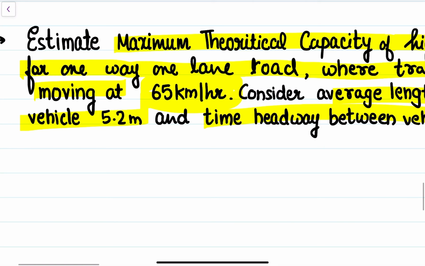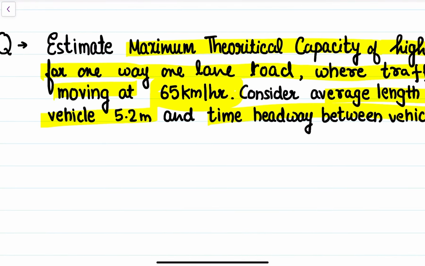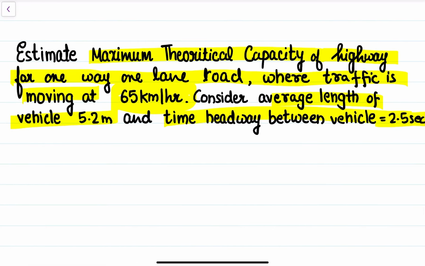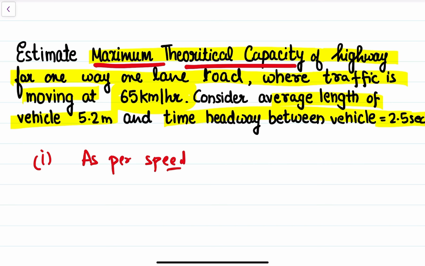I hope you have solved the question by yourself. Let's solve it together now and see if you got the right answer. Here the maximum theoretical capacity is asked. It does not say whether with respect to space headway or time headway, so we are going to find both. The first part, as per speed, I'm going to do quickly. It's a very simple numerical.